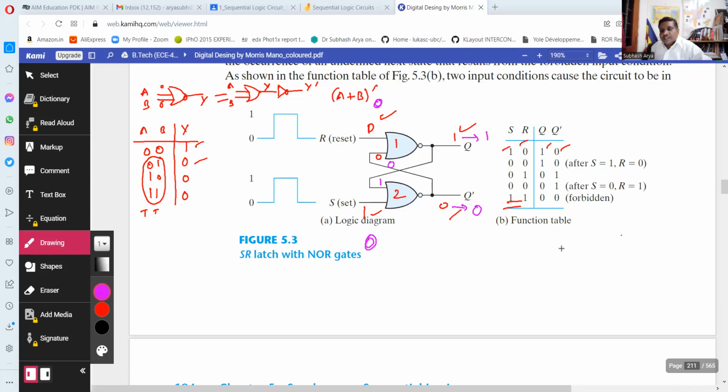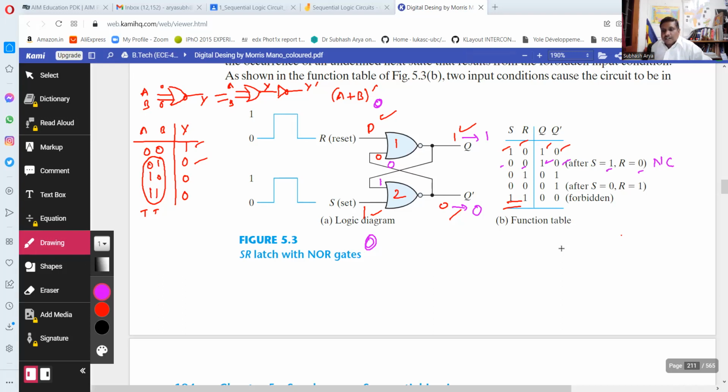So what we are observing is that Q is 1, Q bar is 0, and the case is 0, 0. Please mind it: earlier, in the case of the NAND gate, this 0, 0 was the forbidden state. Now here it is the previous output. After S is equal to 1, R is equal to 0, you will get this output, set. And reset. So it means this is a no change condition in the output when 0, 0 is applied. It will give the previous output.